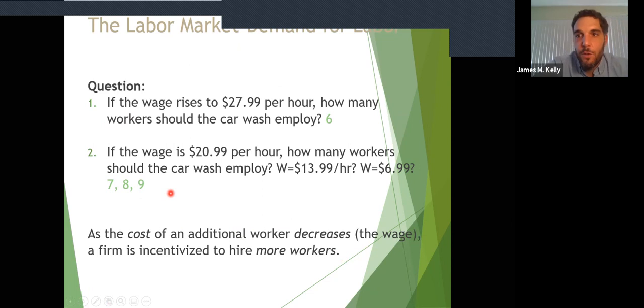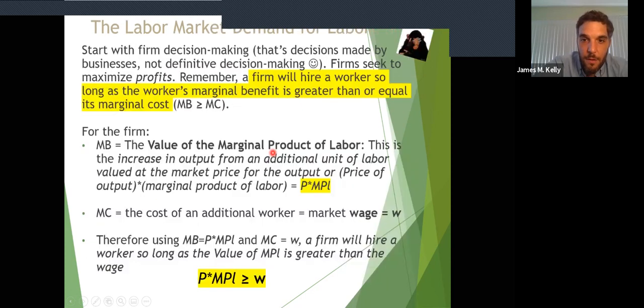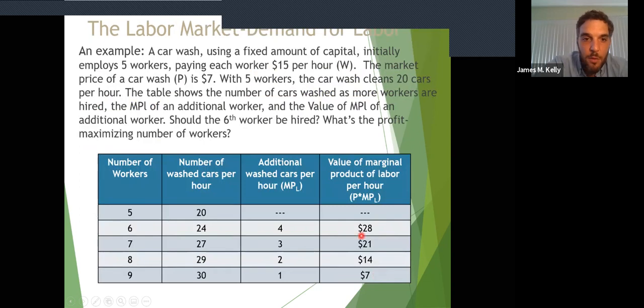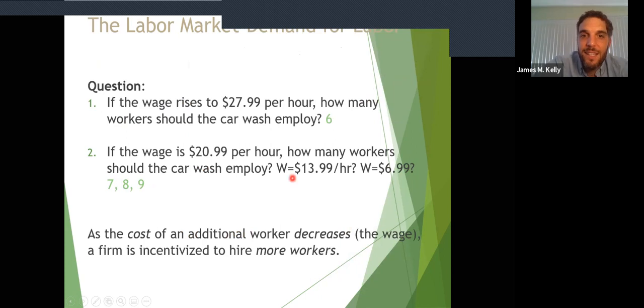Taking this a step further, let's say the wage was a penny under $28, remembering that the value of the marginal product of labor for the sixth worker is $28. Well, if the wage rate is just under that value of $28, then it makes sense to hire that sixth worker. Why? Because the car wash is going to make a profit of 1 penny from hiring that sixth worker.